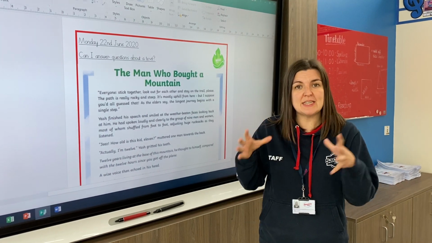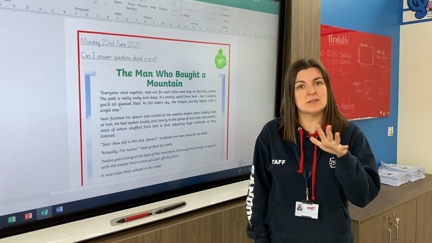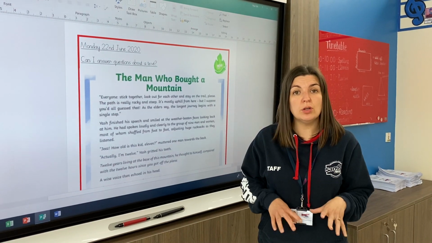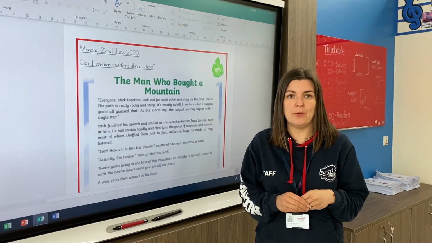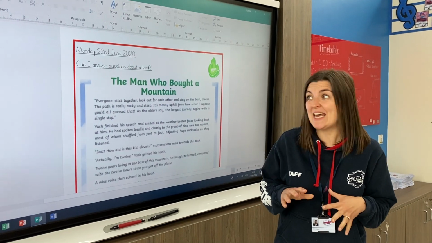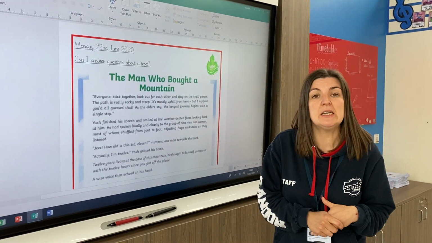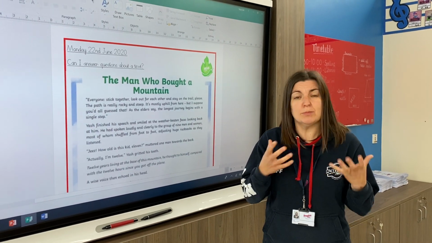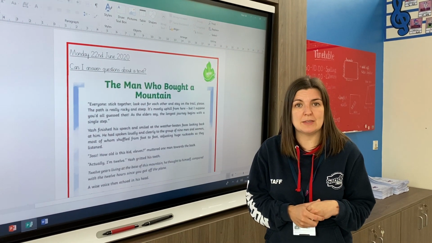Okay, so there are 3 texts in your pack, your mild, your medium and your hot. Just choose one. You don't have to do them all, just choose one level and have a go at that one. Today's text is The Man Who Bought a Mountain. I'm just going to go through a few of the questions that might trip you up and show you how to answer them.